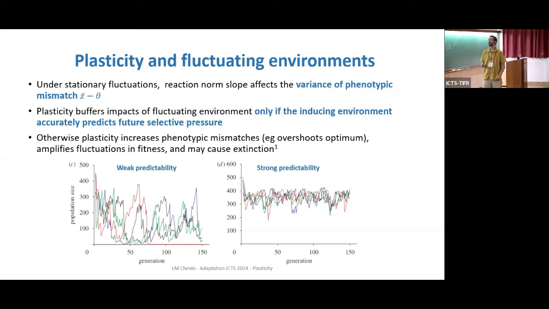I didn't cite it, but this is a paper by Tom Reed in 2010, I think. They had a very simple model with a given plasticity, a given slope of reaction norm, and the same variance of fluctuations, but these were weakly predictable, like white noise, and this was highly predictable. Here, the population underwent very massive fluctuations because they were very often maladapted, and some of them went extinct, whereas here, plasticity buffered the effect of fluctuation.